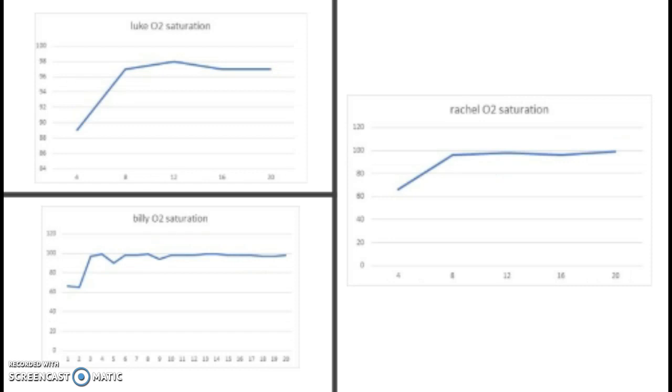O2 saturation. Luke's O2 saturation increases from the 4th minute to the 8th minute. There is an increase of 8%. The increase then slows as there is an increase from the 8th minute to the 12th minute of 1%, followed by a decrease from the 12th minute to the 16th minute of 1%.